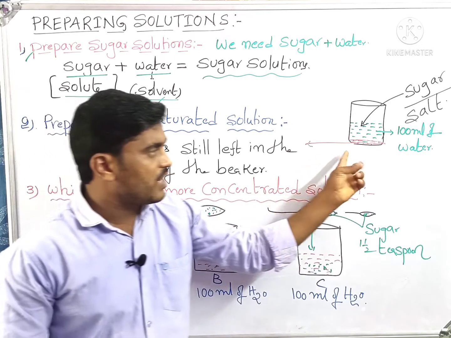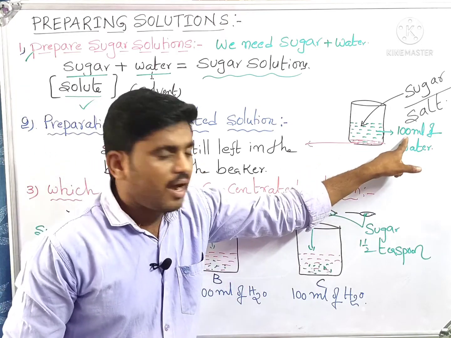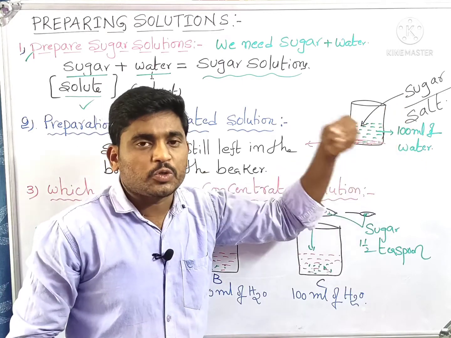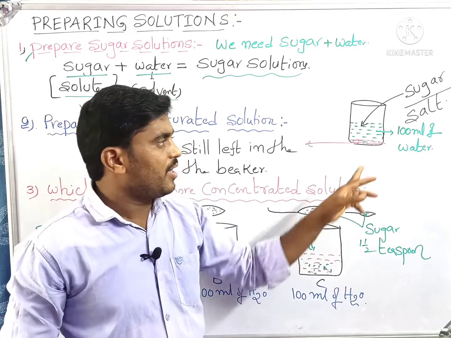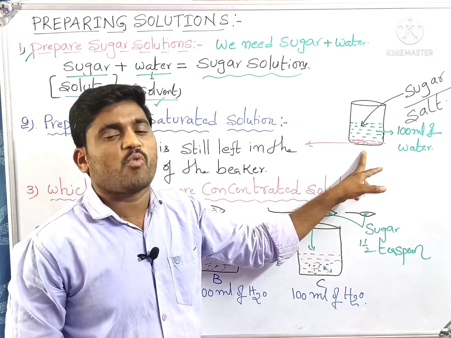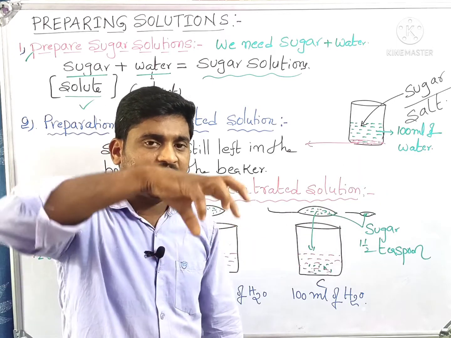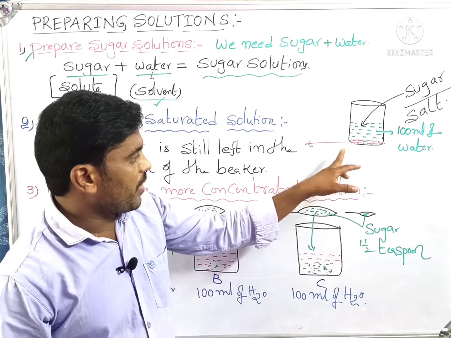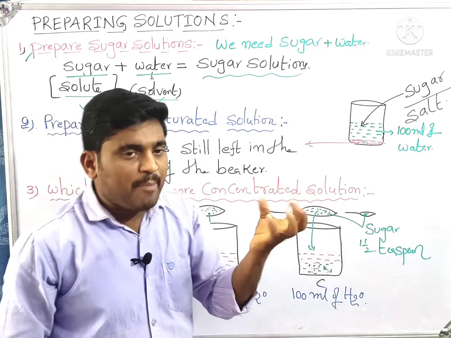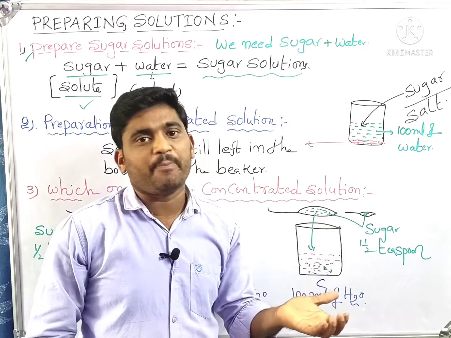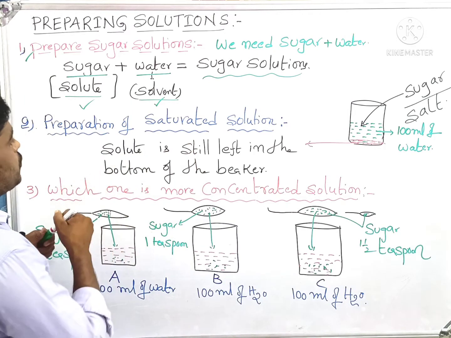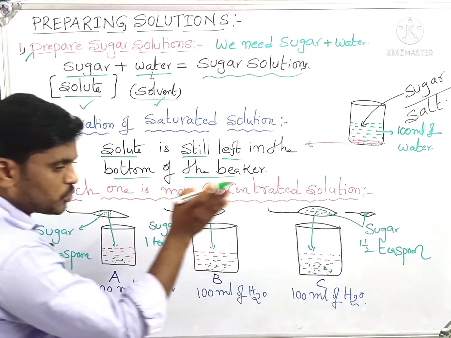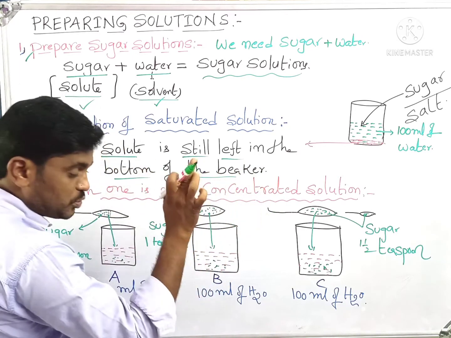So understand children, take one beaker, inside the beaker take 100 ml of water, then take sugar or salt and pour it inside the beaker. Already inside the beaker, what is present? Water is present. Wait some time for the sugar or salt to dissolve in the water. Finally after some time some amount of sugar is present at the bottom of the beaker. So here solute means sugar, sugar is still left at the bottom of the beaker. This type of solution is called saturated solution.